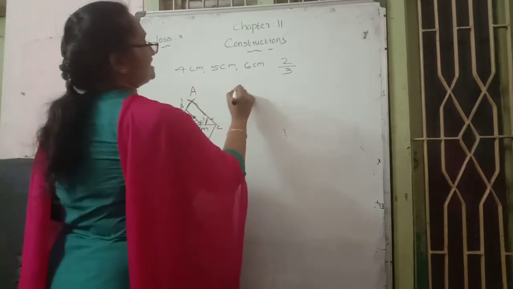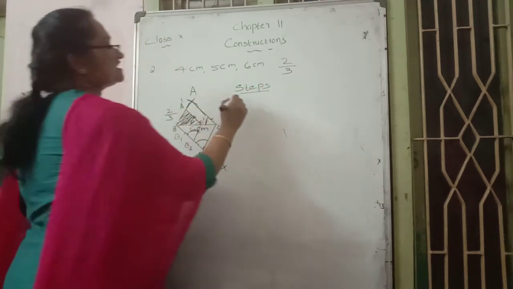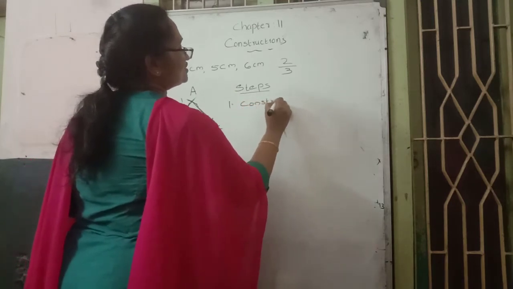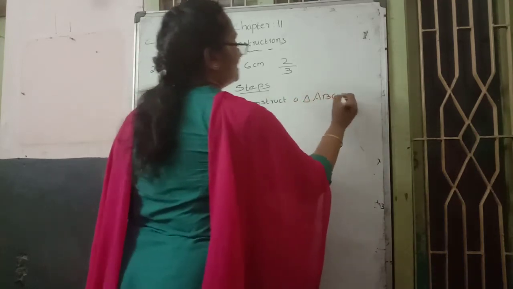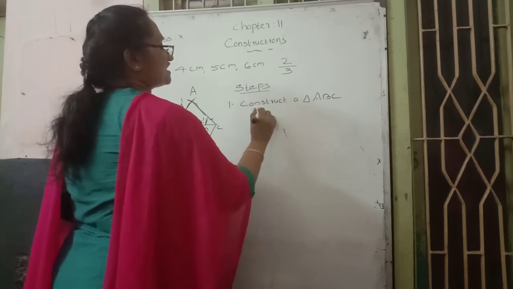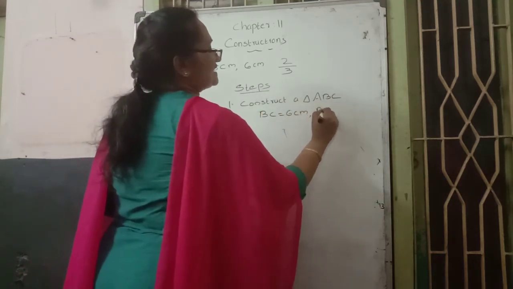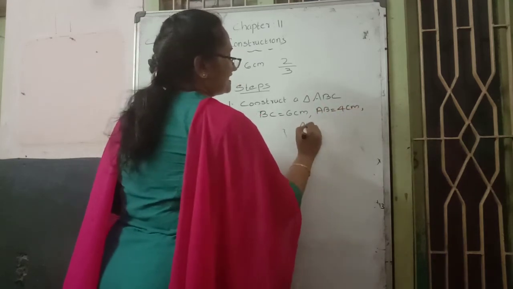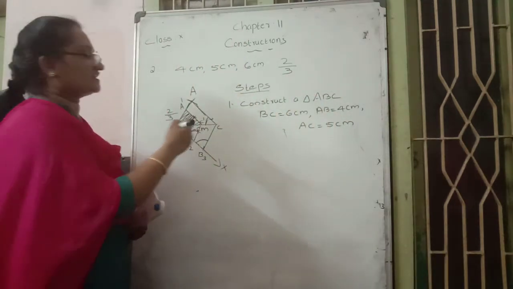So what are the steps of the process we are doing for construction? The first step is to construct a triangle, which we name ABC. What are the measurements? BC is equal to 6 centimeter. Next, AB side we consider 4 centimeter. Next, AC side we consider 5 centimeter. We draw the original triangle.